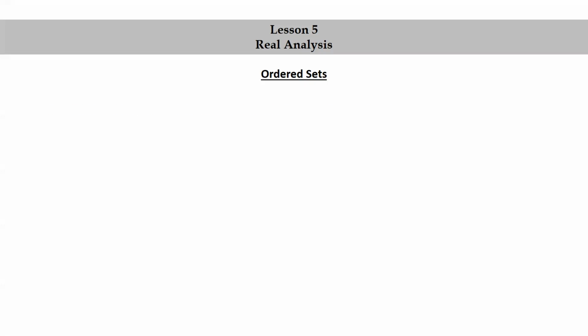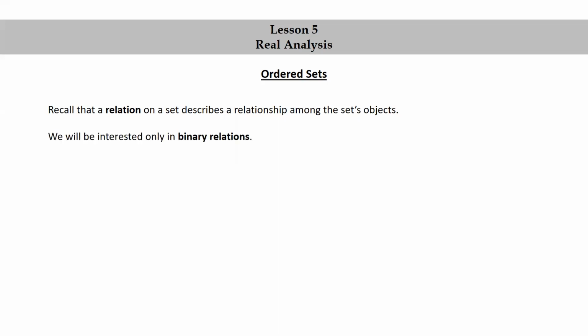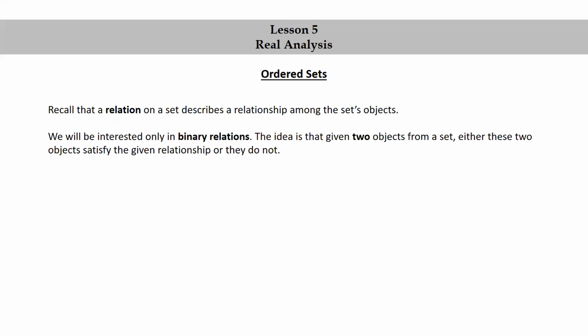Ordered sets. Recall that a relation on a set describes a relationship among the set's objects. We will be interested only in binary relations. The idea is that given two objects from a set, either these two objects satisfy the given relationship or they do not.